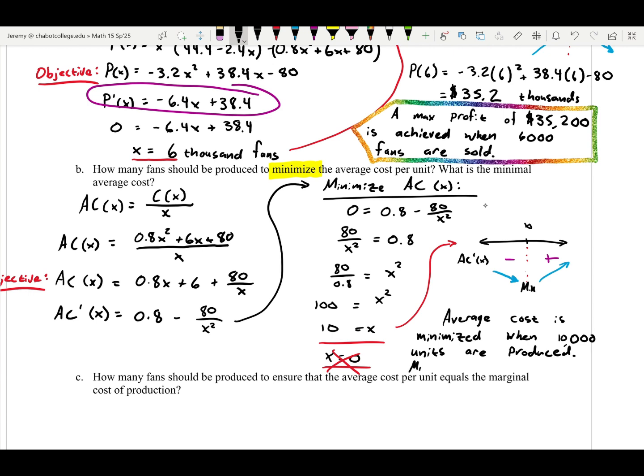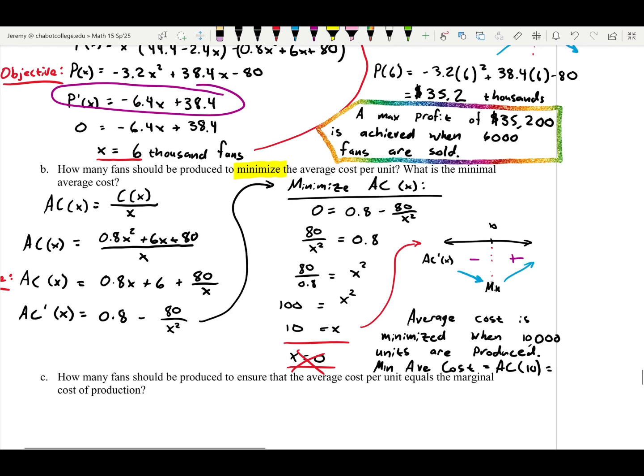Okay, and then that minimum average cost we can get by plugging in, so AC of 10. Okay, so we'd be plugging into this over here. And I did that and I got 22. So the units for this is going to be $22 per unit.